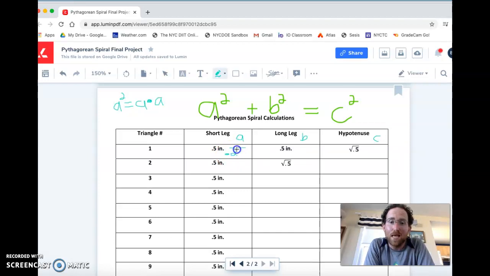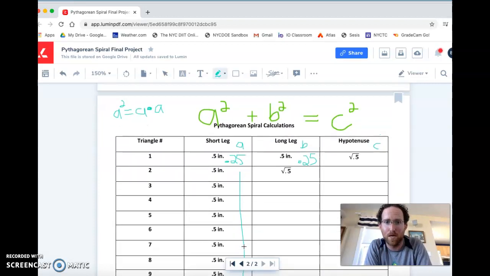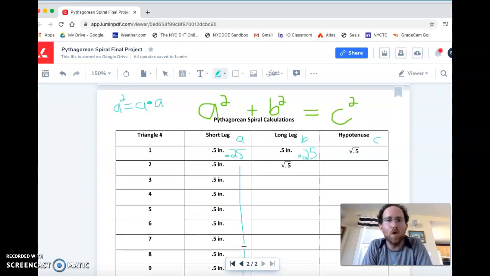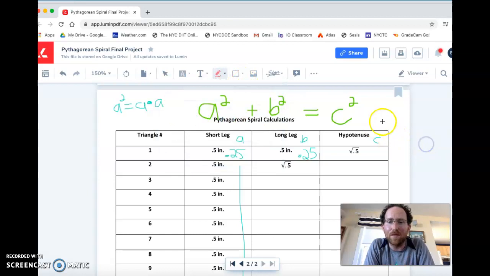Now what's great is that not only is b the same in this one, so you get 0.25, but also the a's for every triangle are the same. So it's going to be 0.25 for every one of those, right? So you have a starting point. Now, how do we get to the next step? 0.25 plus 0.25 is 0.5. So I get that 0.5 equals c squared, right?